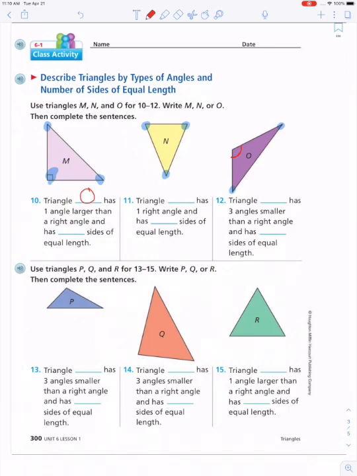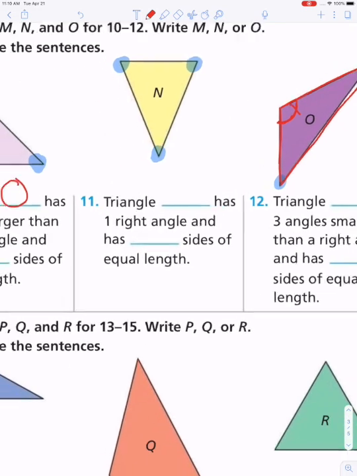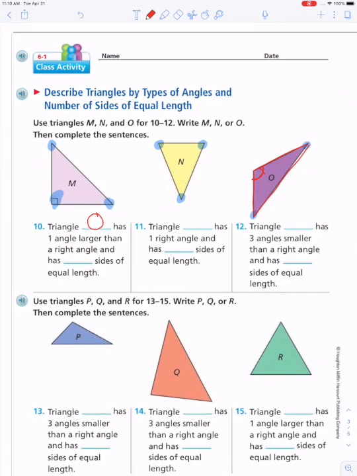Well, if we take a look and we were to measure, this side is shorter. This side looks shorter, and this side looks longest. So it doesn't look like there's any sides of equal length. So we're going to put there are 0 equal length. Okay? All right. So we know that we've already done triangle O. Okay? So let's see what we have now.